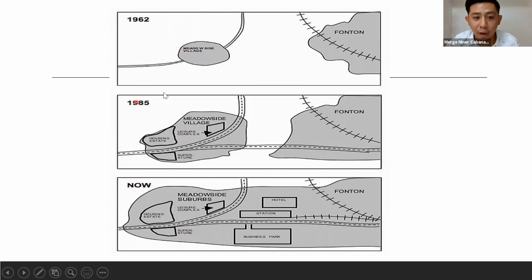Now, in 1985, the location is still the same. But what's the difference now? By 1985, Meadowside Village expanded. We now have a leisure complex here. We have the housing estate here. We have the superstore in the southern area. And the previous small road has now become wider and extended towards Fontaine.